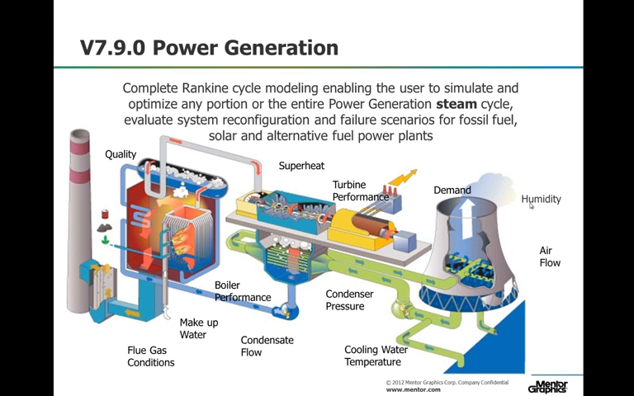For a brief description of what Flowmaster version 7.9.0 power generation is, it is the complete Rankine cycle modeling, enabling the user to simulate and optimize any portion or the entire power generation steam cycle. Also evaluate system reconfiguration and fail scenarios for fossil fuel, solar, and alternative power plants.